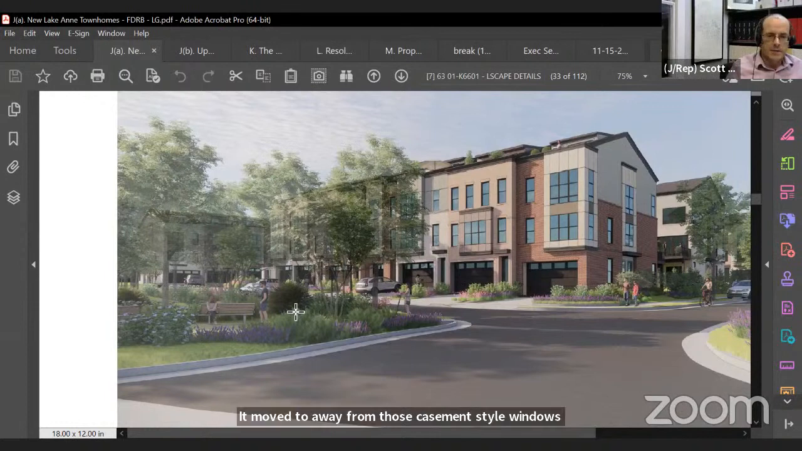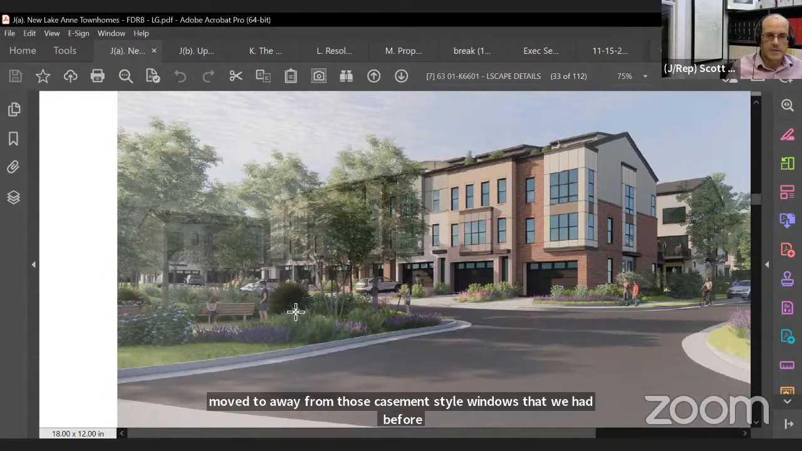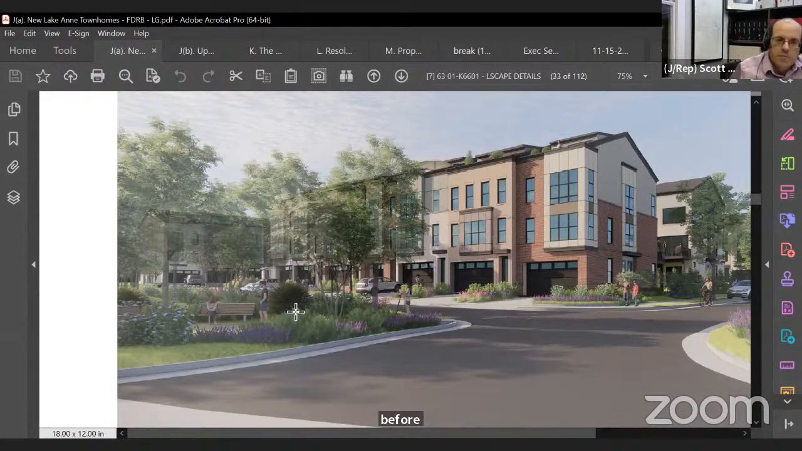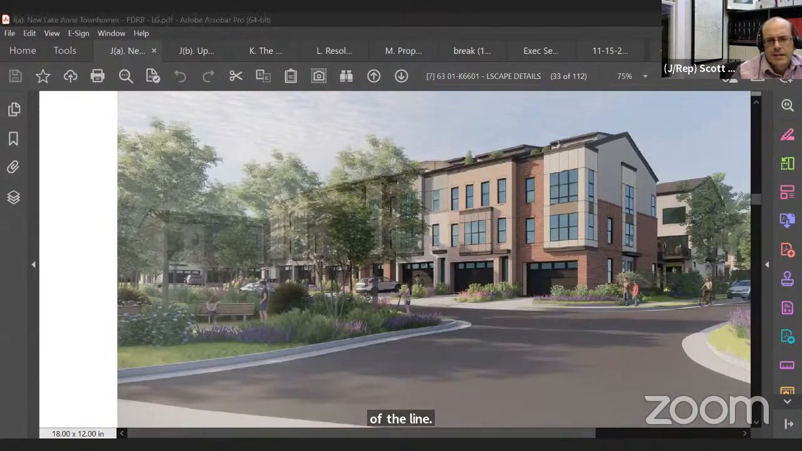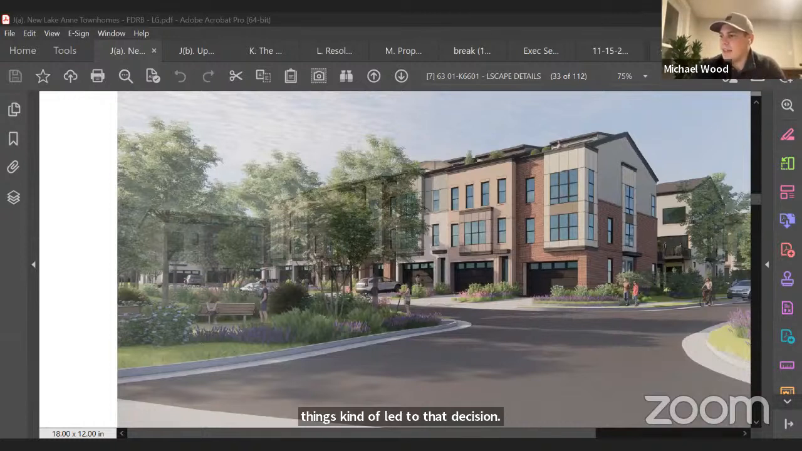A couple different things: meeting certain requirements, keeping a certain consistency with their proportions. It was an earlier comment to make them a little more residential in scale. So that was one of the reasons for the change. And some of the line work that we set up with the horizontals and things kind of led to that decision.